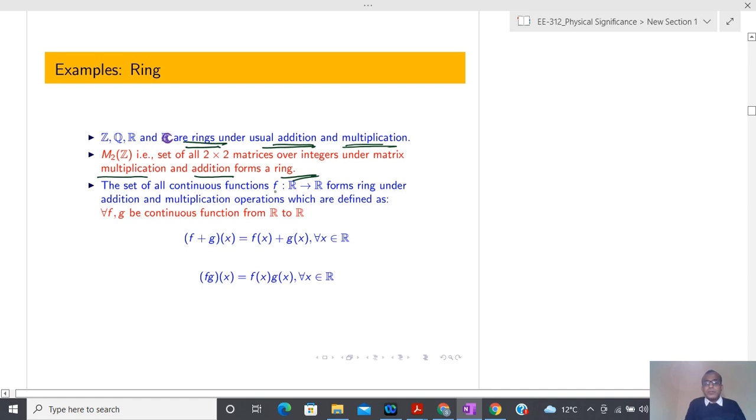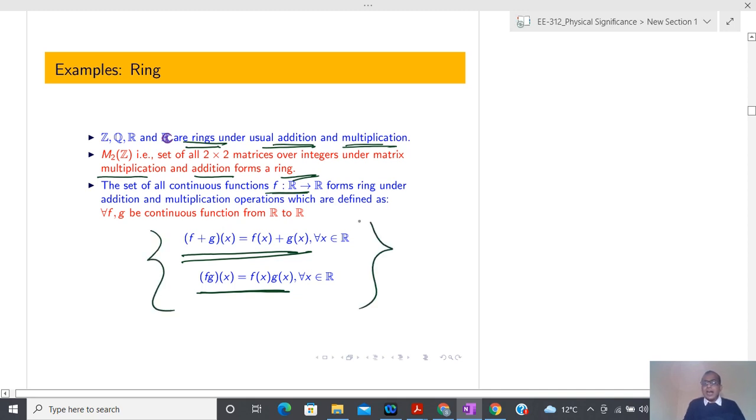Now suppose I have a continuous function. It is possible to show that these continuous functions, if you define addition as pointwise addition and multiplication as pointwise multiplication, again form a ring. Please check it.